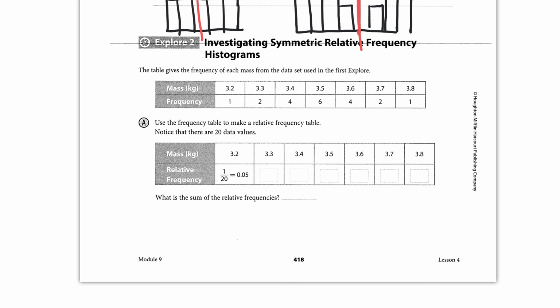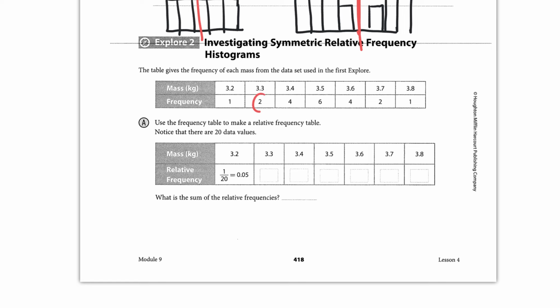The table gives the frequency of each mass from the data set used in the first Explorer. Use the frequency table to make a relative frequency table. Notice that there are 20 data values. What is the sum of the relative frequencies? So how many 3.3s were there?